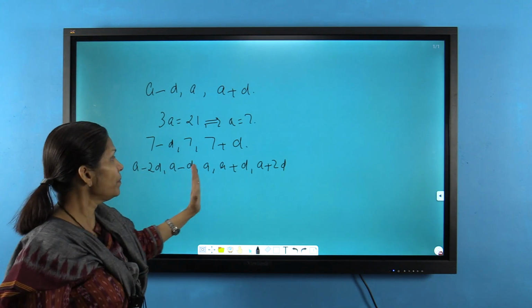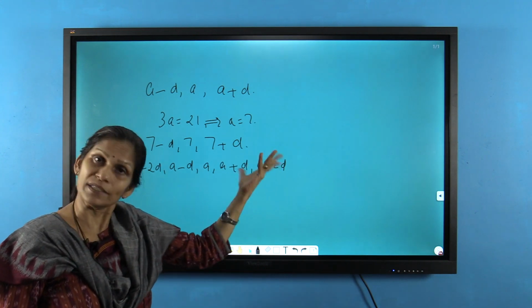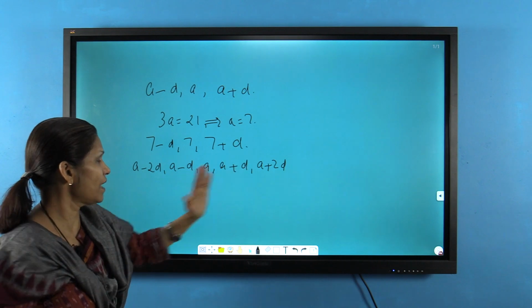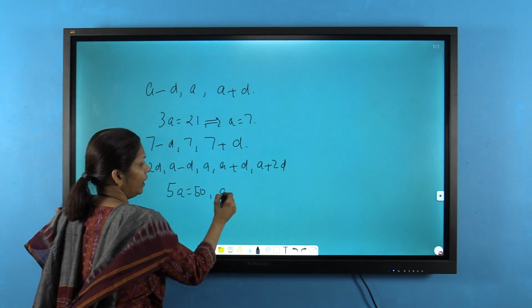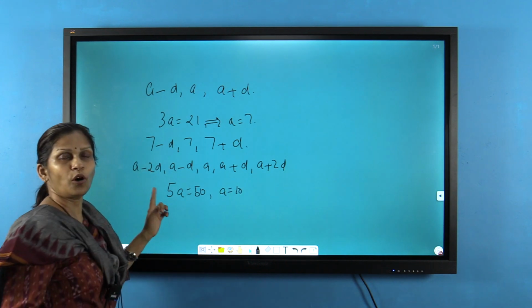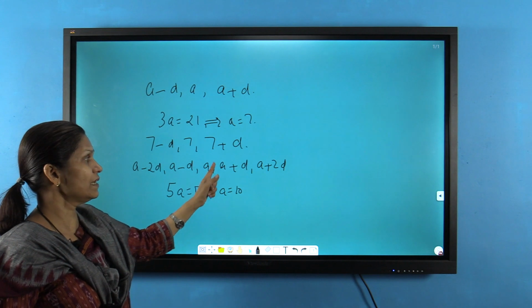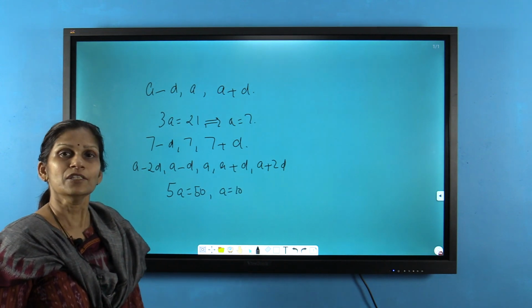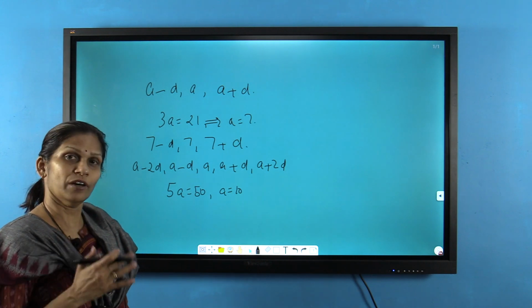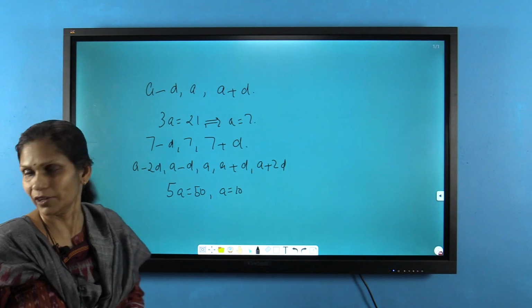So, the 5 numbers can be written in this form, and if their sum is given to be say 50, what is their sum? It is 5A is 50, A is 10. So, what are the 5 numbers? 10 minus 2D, 10 minus D, 10, 10 plus D and 10 plus 2D. These are the 5 numbers. So, this is how you write the terms if 3 or 5 numbers are given.